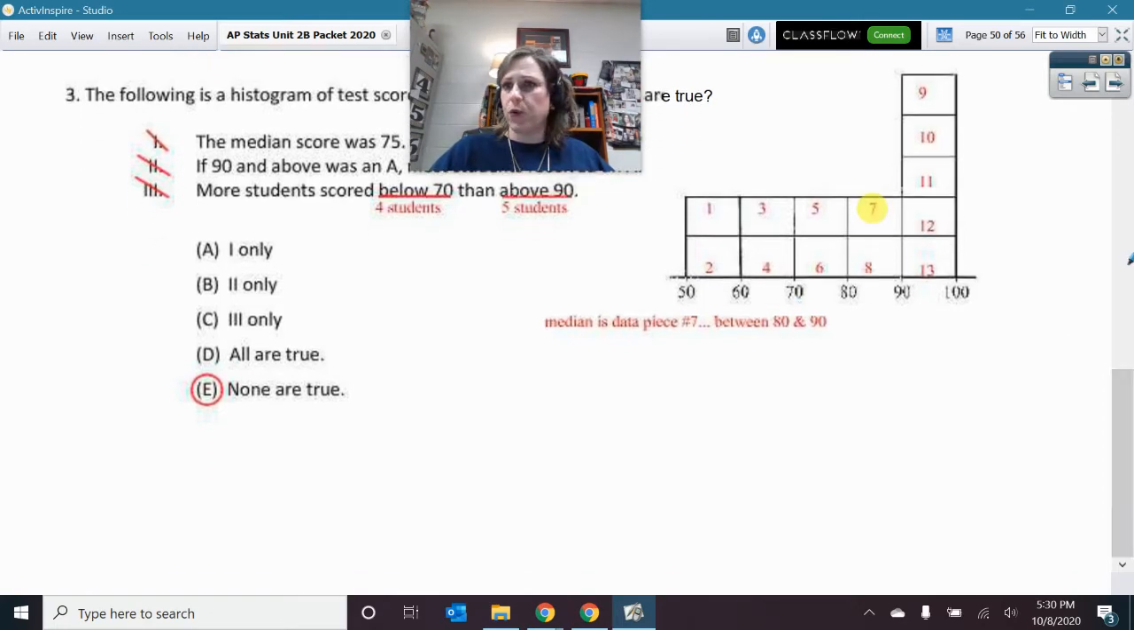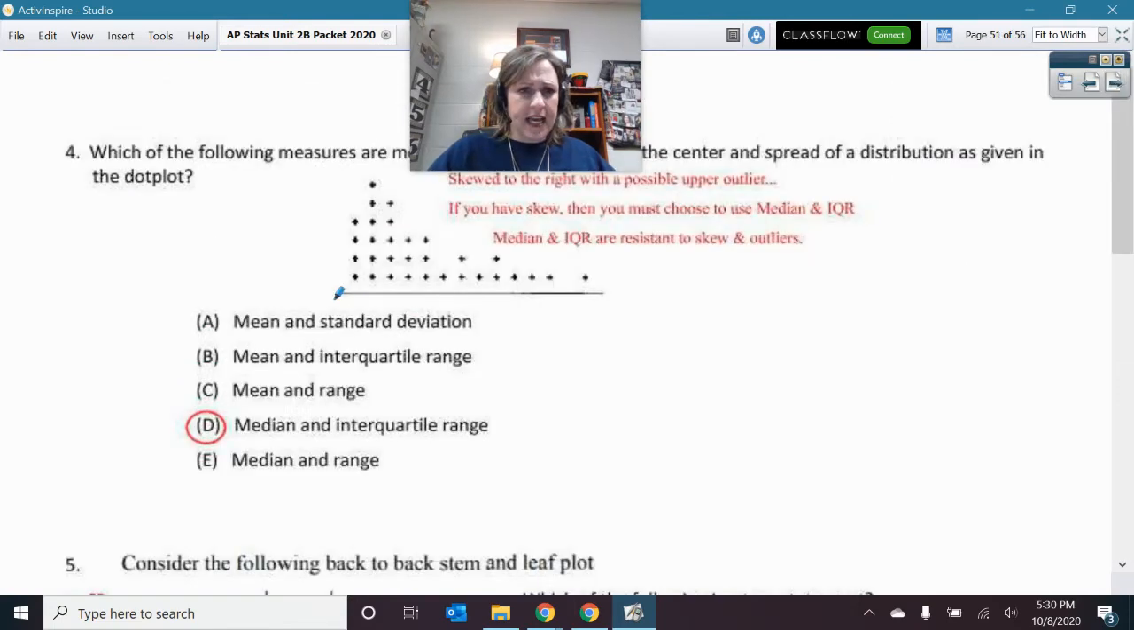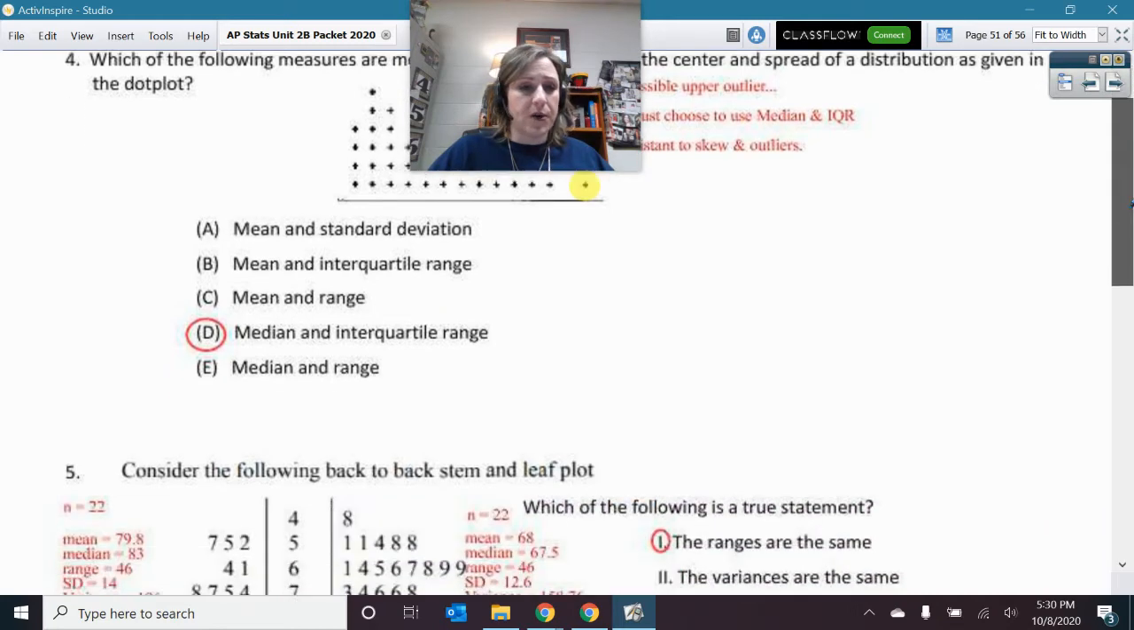All right, number 4. Here we have this. It's skewed to the right. Maybe this is an upper outlier here. And if you have skew, then you must choose to use median and IQR. Okay, so there we have median and IQR.